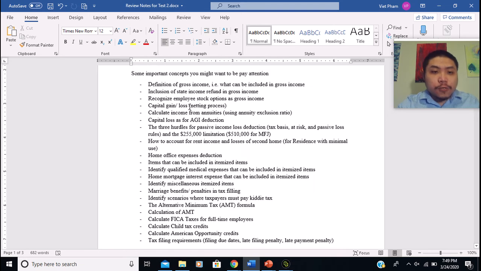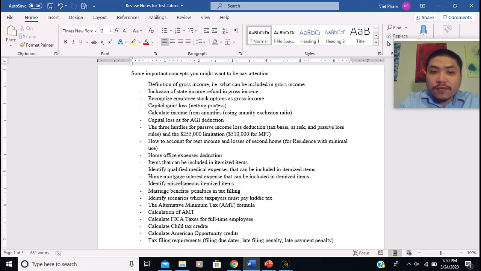All right. Capital gain and loss. What I want you to focus on, and make sure you know how to do, is the netting process. Remember, there's a 3-step process that we need to do to reconcile capital gains and losses. We have to reconcile short-term capital gains or losses, then long-term capital gains or losses, and then the third step is to find the net of the two.